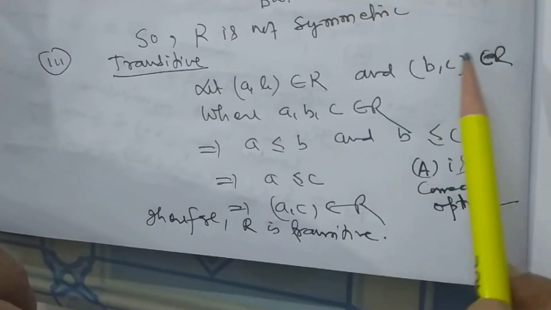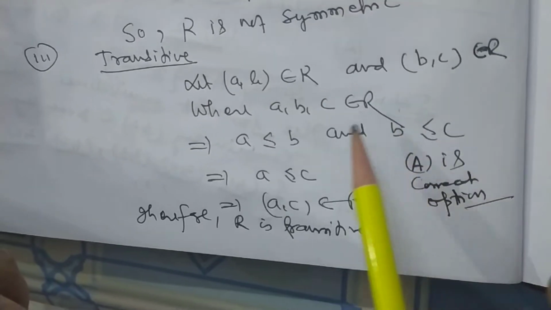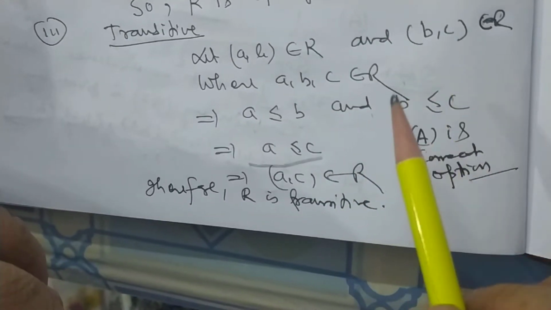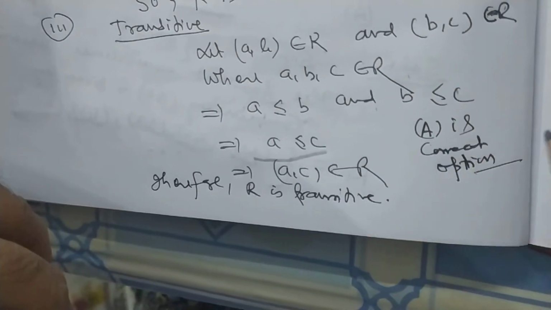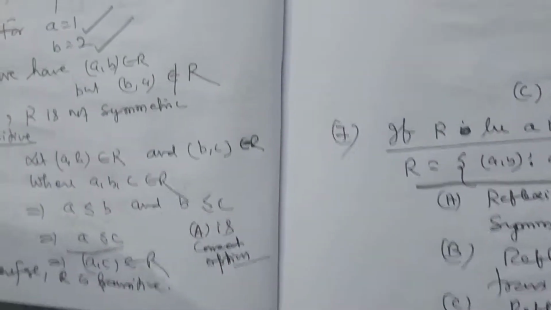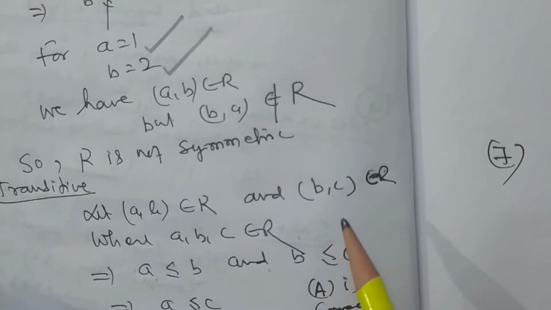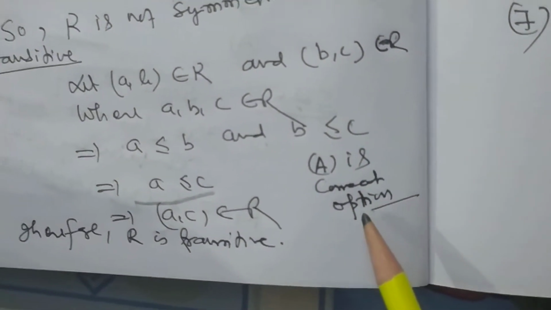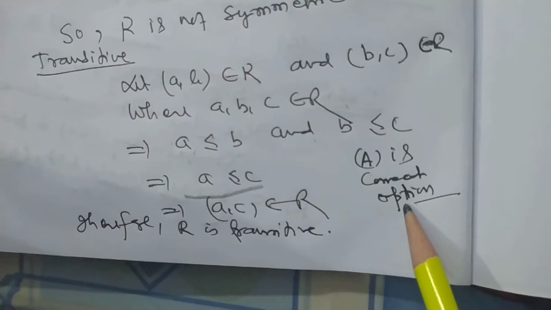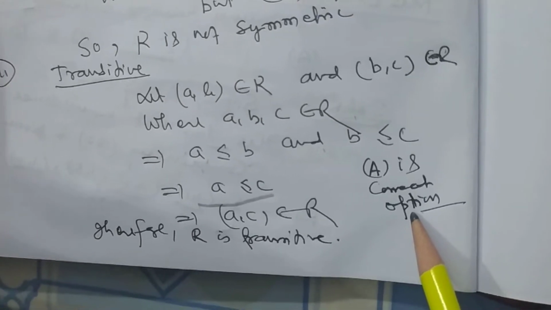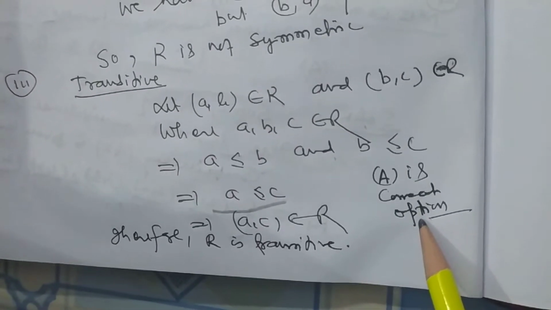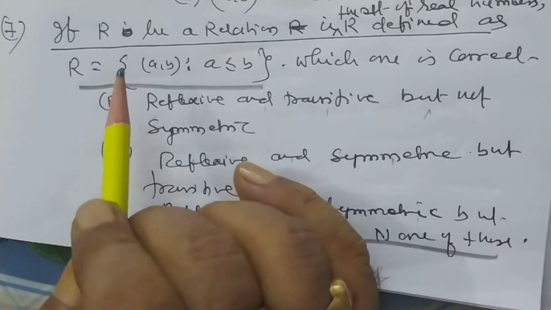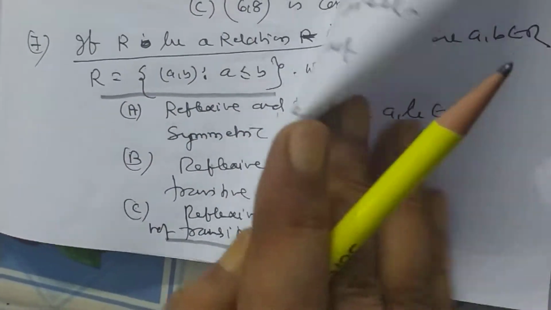Transitive: let (A, B) belong to R and (B, C) belong to R, where A, B, C belong to R. A is less than or equal to B and B is less than or equal to C. That is, A is less than or equal to C. So, which option is correct? Option A is correct: reflexive and transitive, but not symmetric.